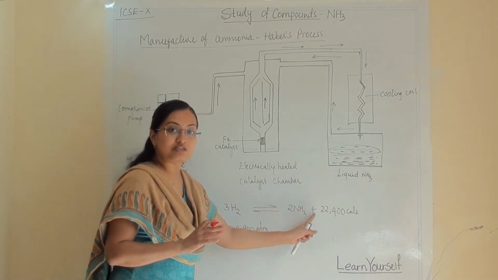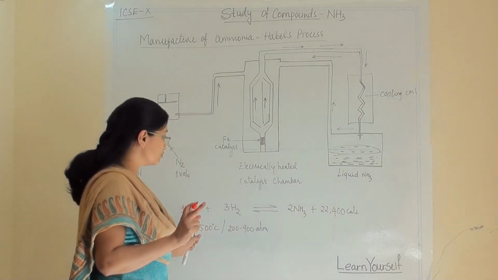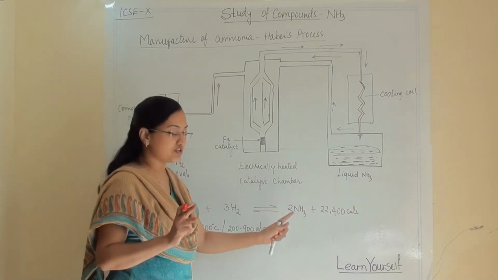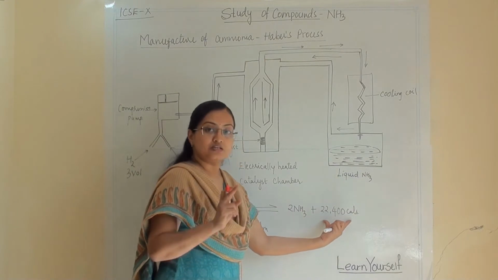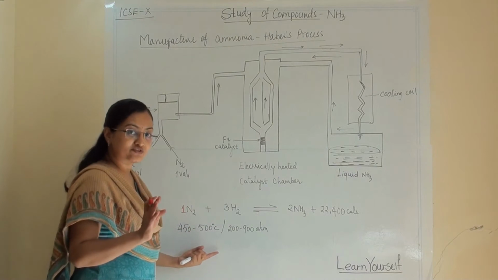So you will not get only product. You will also get these two reactants along with the ammonia. In this reaction we will also get 22,000 calories, and what will be the reaction conditions?